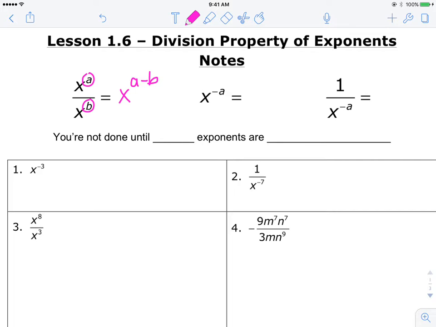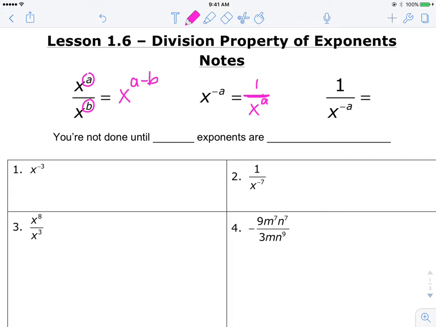And the next one, we've got x to the power of negative a. In order to make that exponent a positive, we take the reciprocal of the term. So we're going to put 1 over x to the power of, now it's a positive a. Okay? The negative exponent doesn't make the number negative, it just flips it over.